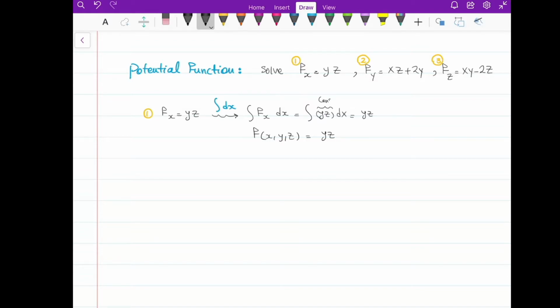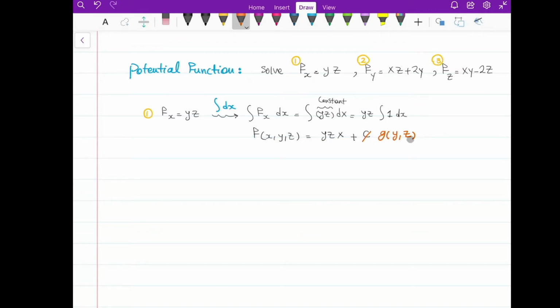Because I have the integral with respect to x of 1 dx, it is just x, right? Plus the constant c. Now you see that the constant c is just because we are taking the integral with respect to x. The constant c here is a function of the other two variables, that's why the constant is a function of y and z. Okay, very good. Now we found our potential function.